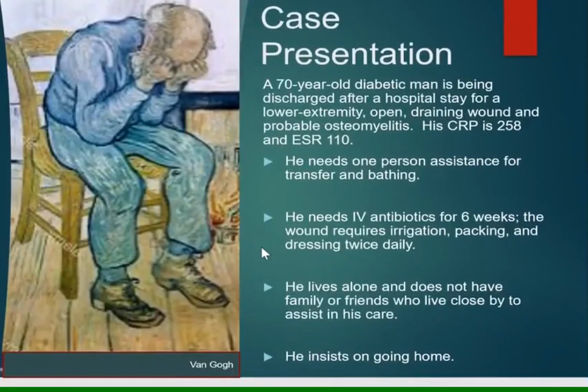So I'd like to present a case presentation here. We have a 70-year-old diabetic man being discharged after a hospital stay for an open draining wound and possible osteomyelitis. You can see his inflammatory markers are quite elevated. He has activity of daily living deficits that includes assistance for bathing and transfer. He's required to have antibiotics for at least 6 weeks and wound care. He lives alone and does not have friends or family who live close by, and he reports that he wants to go home.